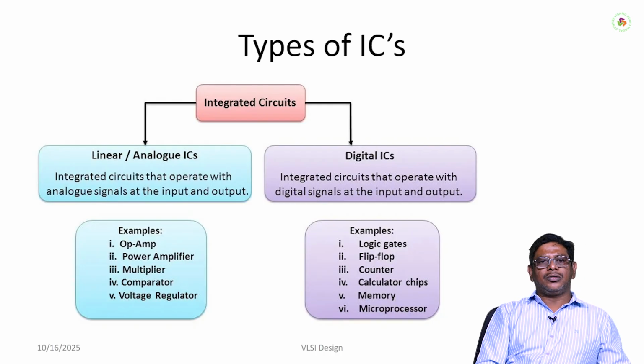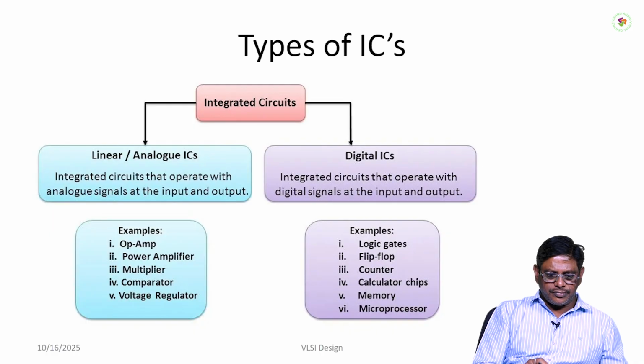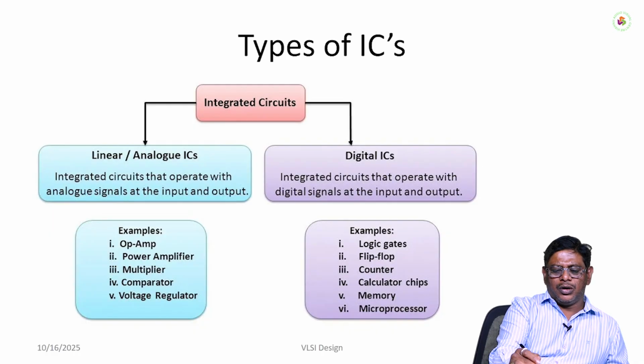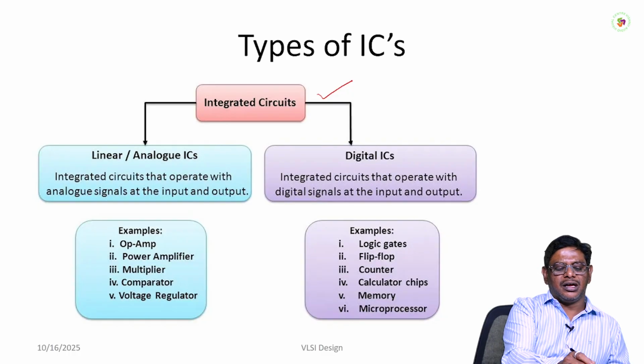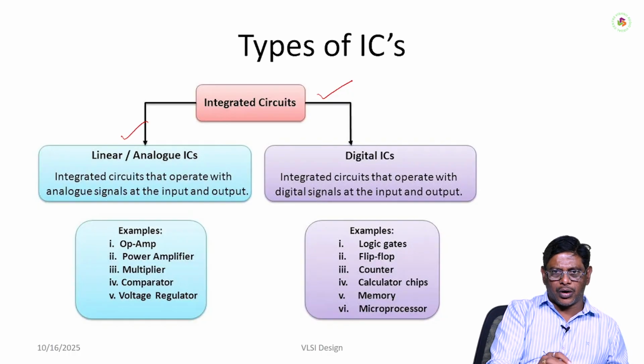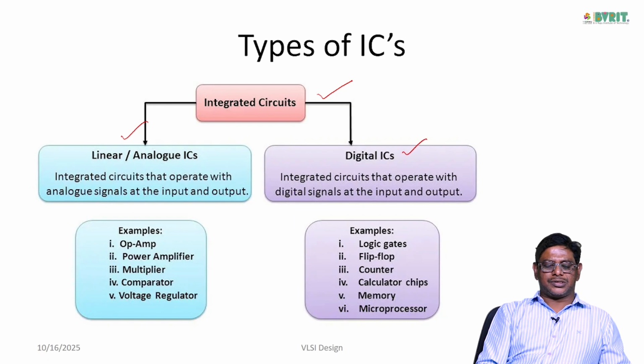Okay, so now we'll move on to the different types of integrated circuits that are available for doing certain functionalities. Hope the point is clear. The integrated circuits are classified in two ways. One is linear integrated circuits or analog integrated circuits. The other one is digital integrated circuits.